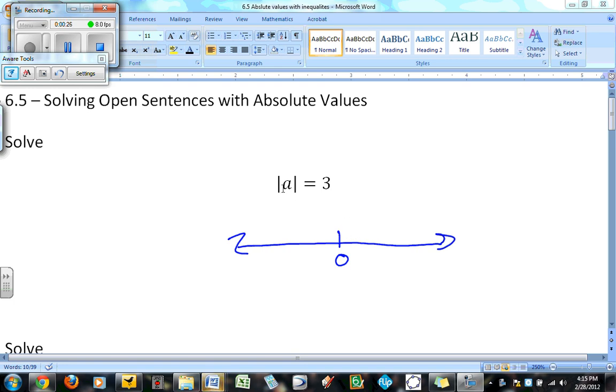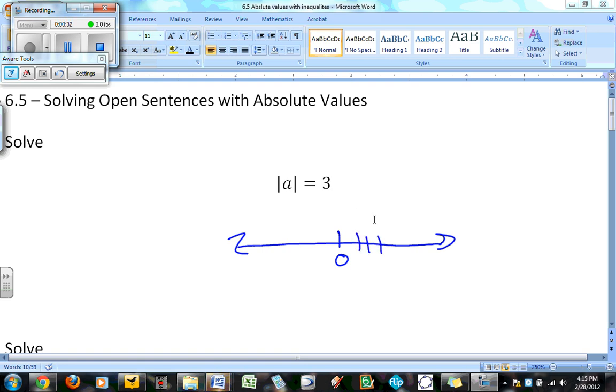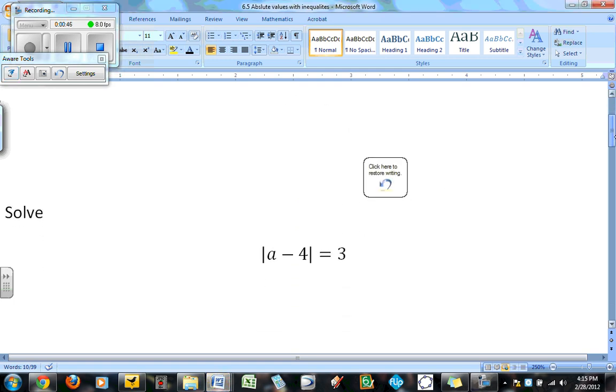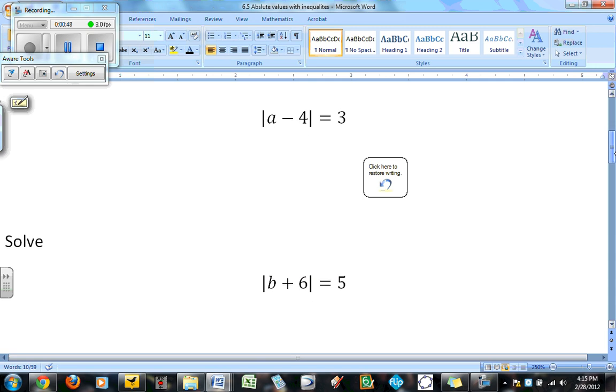So what number is a distance of 3 away from 0? Well, if I go 3 away from 0, I get positive 3 if I'm going to the right, or if I go to the left, I get negative 3. So this actually has two answers. A is either negative 3 or it's positive 3. So let's look at what that does when we have an inequality.